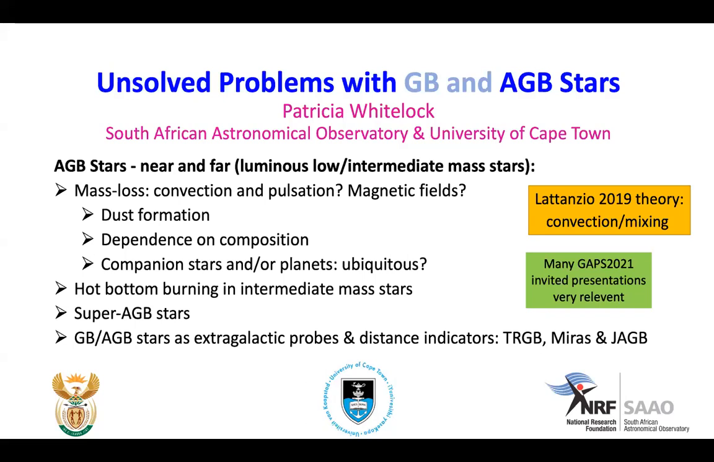Now, we've heard over the last few days how mass loss drives AGB evolution, but how we don't fully understand the convection, pulsation, and magnetic fields that drive the mass loss. So I'll touch briefly on this, on dust formation, and the dependence of all these things on composition. I do want to mention binaries. I think this is particularly important and very important not to forget. I also want to touch briefly on the somewhat more massive hot bottom burning stars, the super AGB stars, and if there's time, to mention AGB and giant branch stars as extragalactic probes for the distance scale.